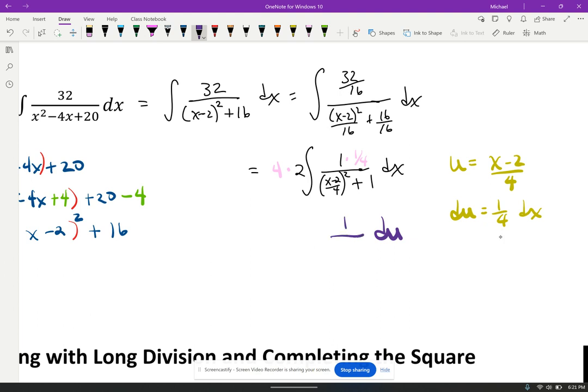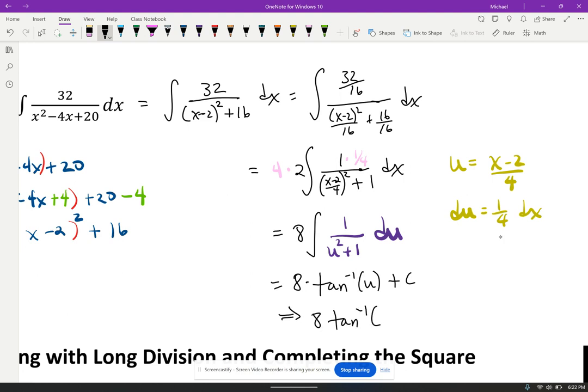And then the inside of the parentheses is this, so that's going to be u squared plus 1. But because I multiplied by 1/4, I got to divide this by 1/4, which is the same thing as multiplying it by 4, by just 4. And that's going to give me 8 in the outer part of the integral. Now I have what I need. I have the setup for arctangent. So this is 8 times tangent inverse, or arctangent, of u plus c. But since we were in the world of x's, this would be this of x minus 2 over 4 plus c.